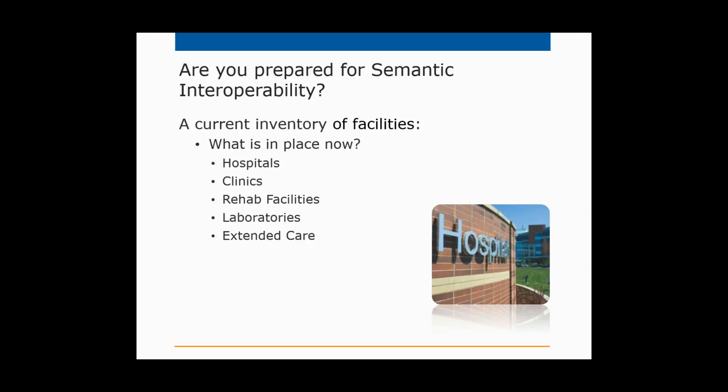So we have a current inventory of facilities in here, and sometimes this seems obvious, but it really isn't. If we look at what's in place now, sometimes there's little clinics, these little offshoots. You've got your anticoagulation clinic that you didn't really consider its own thing, but boy, they have this little system that they use to document or to send results. Really consider all of those little pieces: hospitals, clinics, rehab facilities, laboratories, extended care, all of the pieces and parts that you want to connect.